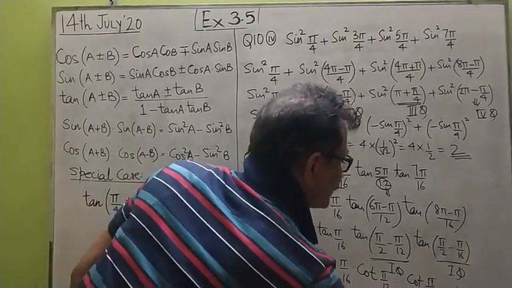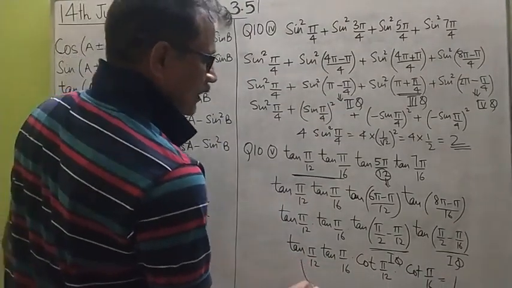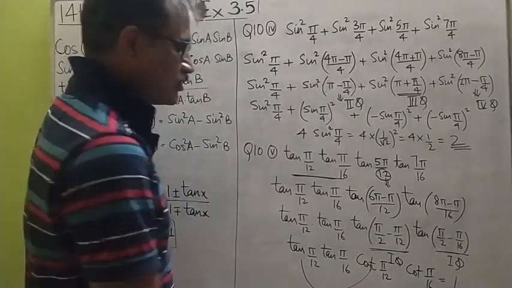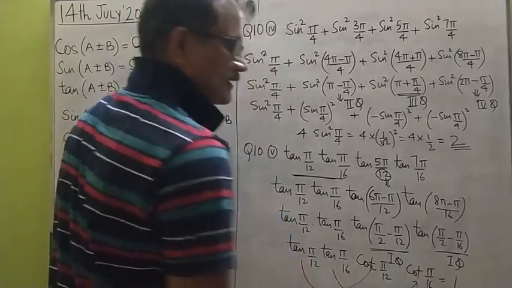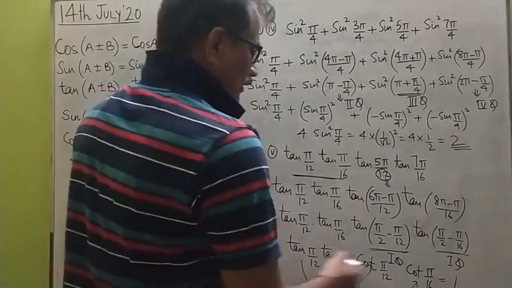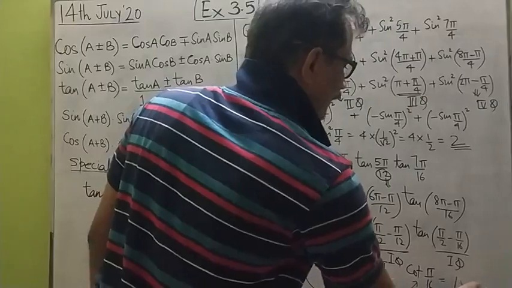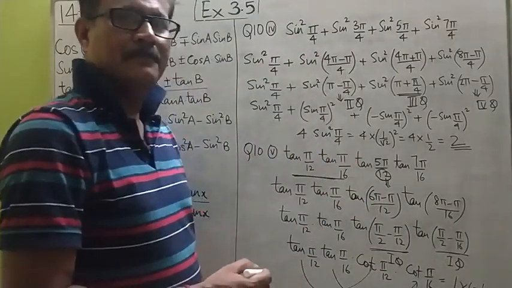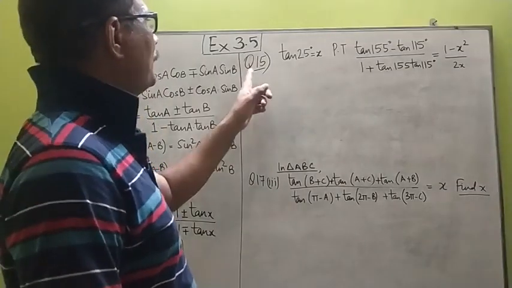And the answer is 1. Why? Because tan pi by 12 into cot pi by 12 is 1. Reciprocal ratios. Tan pi by 16 and cot pi by 16 product is also 1. So the product of this entire function becomes 1 into 1, that is 1. Okay. Now let's do question number 15.